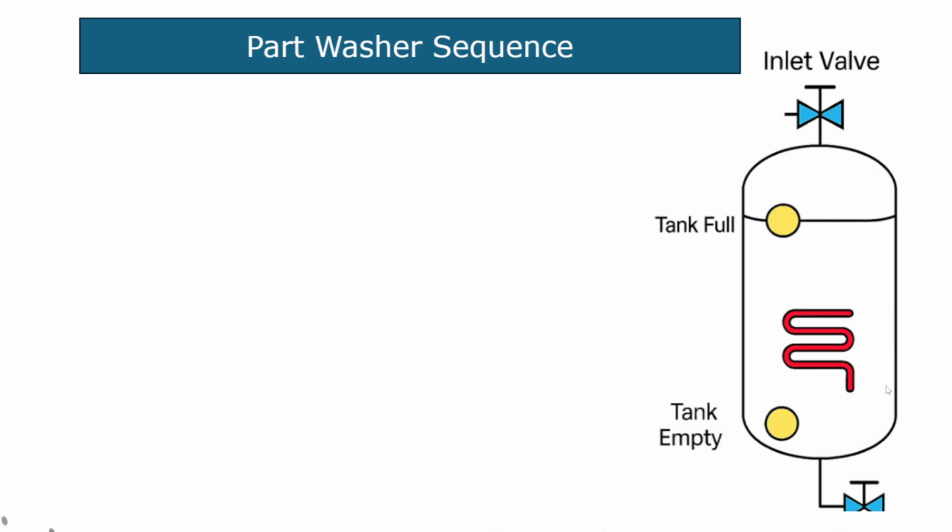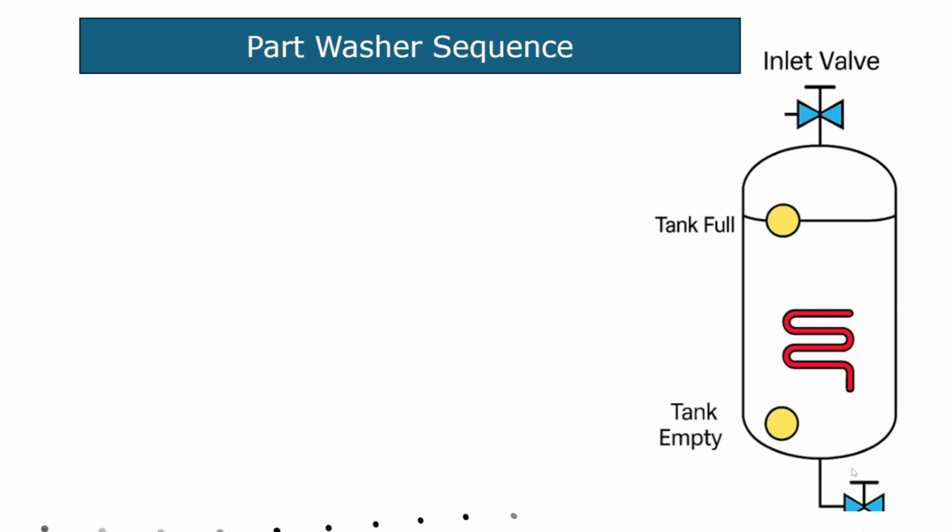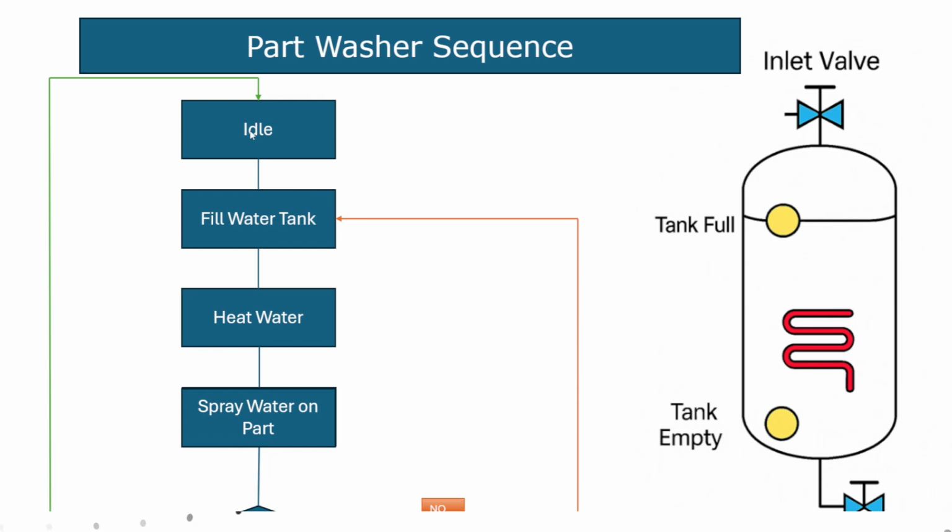Say I have a simple washer tank which has an inlet valve and two switches to detect if the tank is empty or full, and then an outlet valve and a heater coil. Once the process starts, we'll fill the tank with water. Once it's full, we'll heat it with a heater coil, and once the water is at a certain temperature, we open the outlet valve to wash the part. Right. So that's the process.